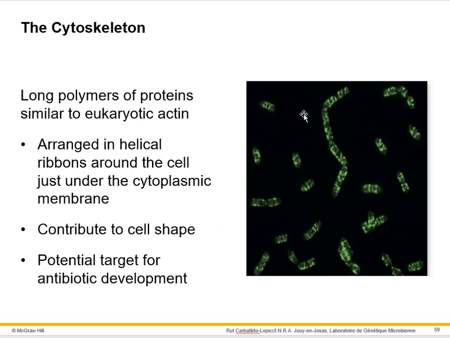And the cytoskeleton, you can see here, it looks like little helices. This almost looks like spirogyra, but they're arranged in helical ribbons just inside the cytoplasmic membrane, and they do contribute to the cell shape. They're a potential target for antibiotic development, because if we can destroy the cytoskeleton, then we could possibly destroy the cell. So this could be a potential new target for antibiotics. But they are made of proteins similar to what we see in eukaryotic actin.